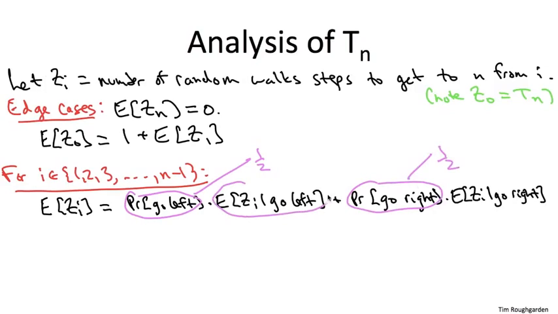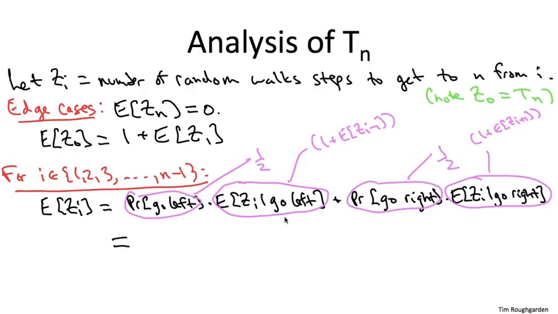The conditional expected value of your random walk, given that you went left first, well, that's just 1. That's the step you took to get to I minus 1, plus the expected length of a random walk to n from I minus 1. Similarly, if you're lucky enough to go right, then the expected random walk is just 1. That's for the step to go right, plus the expected value of the rest of the random walk, also known as the expected value of z sub I plus 1.